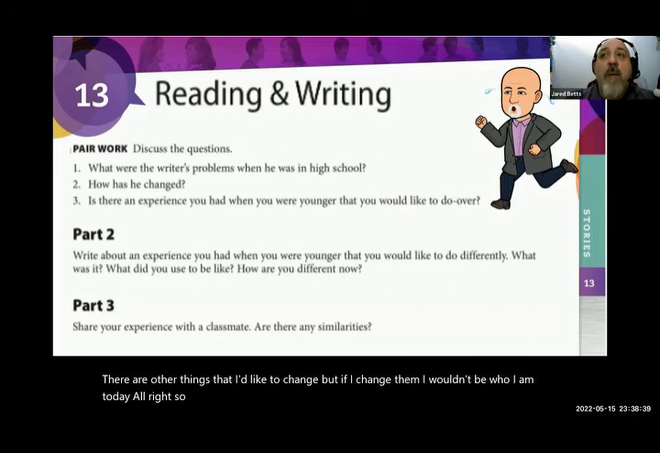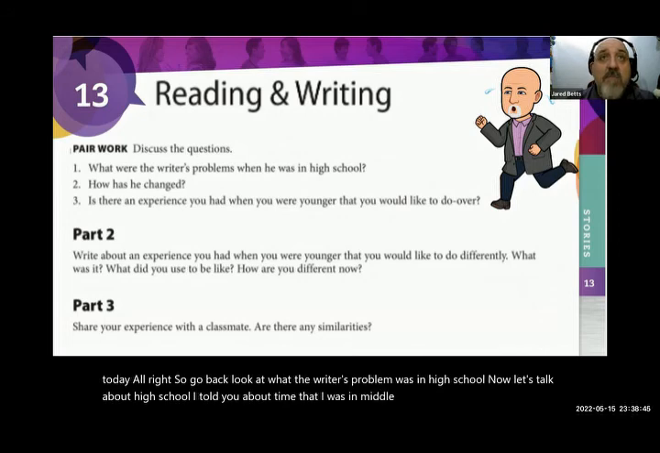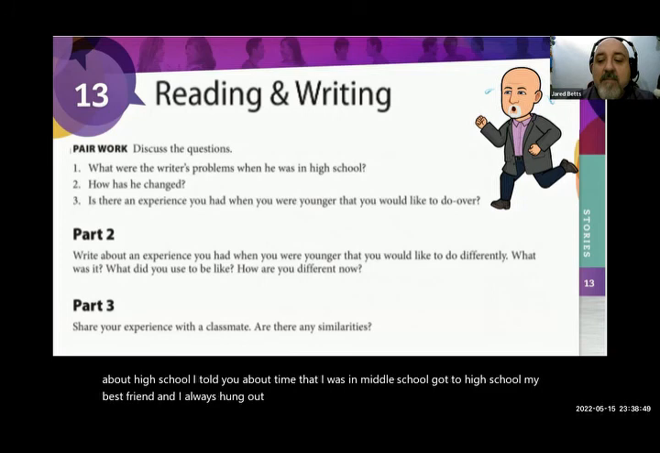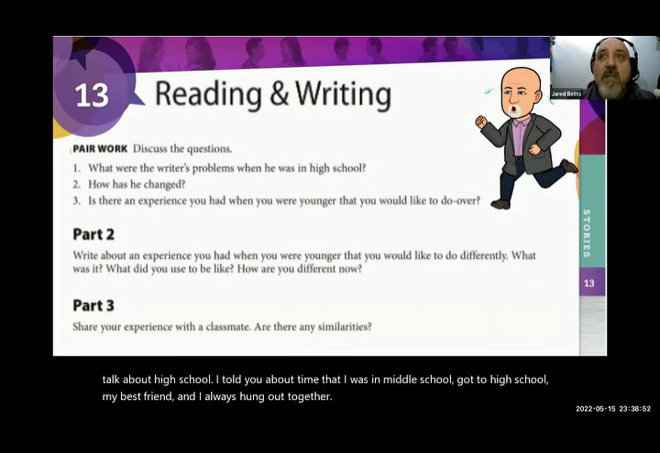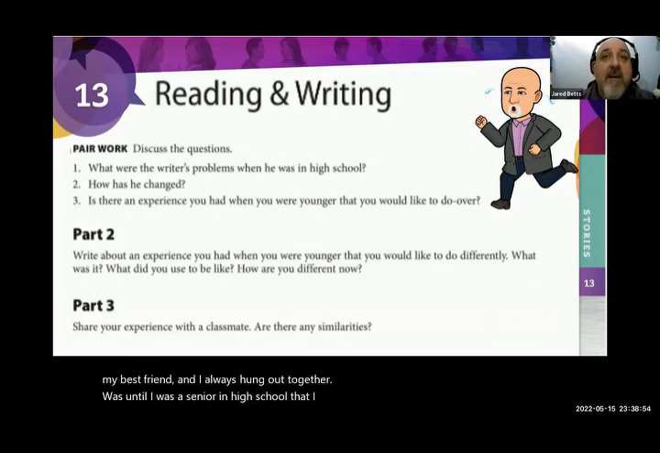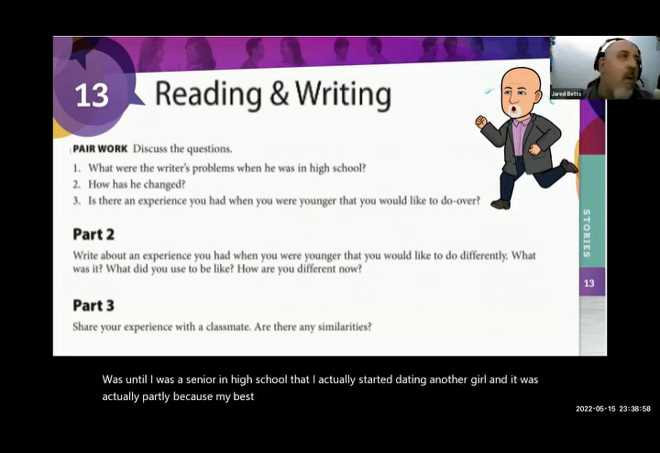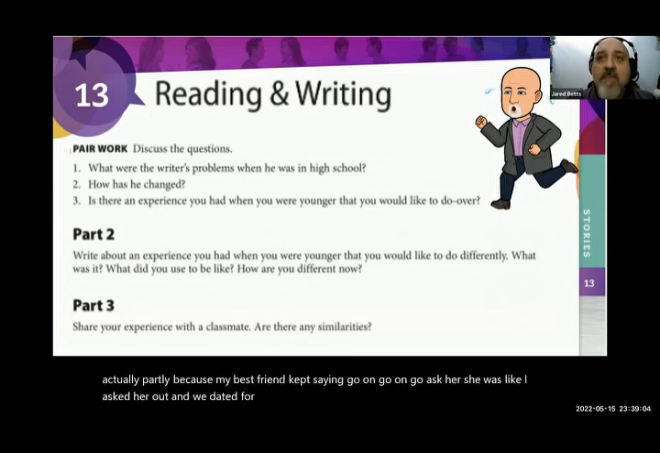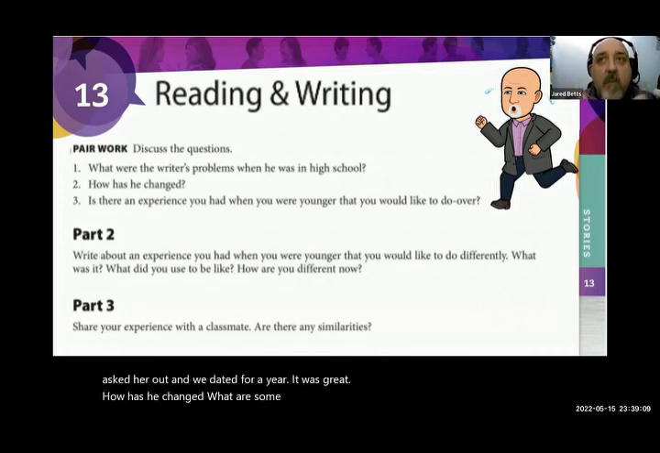All right, so go back. Look at what the writer's problem was in high school. Now, this is talking about high school. I told you about the time that I was in middle school. Got to high school. My best friend and I always hung out together. Wasn't until I was a senior in high school that I actually started dating another girl, and it was partly because my best friend kept saying, go on, go ask her. She was like, well, okay. I asked her out, and we dated for a year. It was great. Now, how has he changed? What are some of the things that changed for that writer?